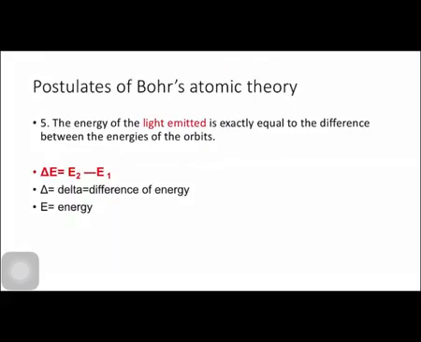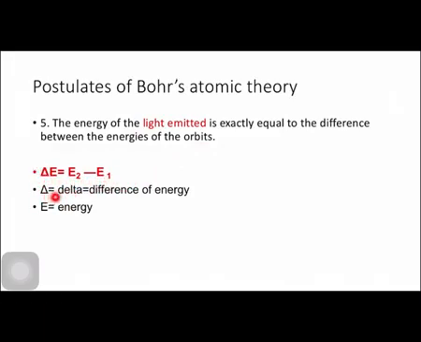Postulate 5. The energy of light emitted is exactly equal to the difference between the energies of the orbits. Here this postulate tells us about the amount of energy released by an electron while changing the orbit, and it is given by the equation delta E is equal to E2 minus E1.